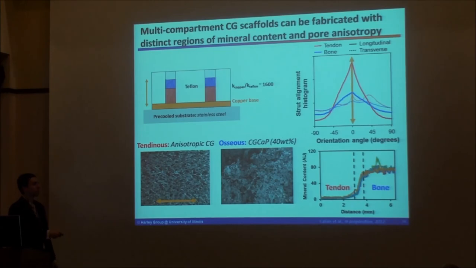And then through micro CT, we could actually quantify the mineral content throughout the length of the scaffold, and we can see a nice linear gradient moving from tendon to bone.